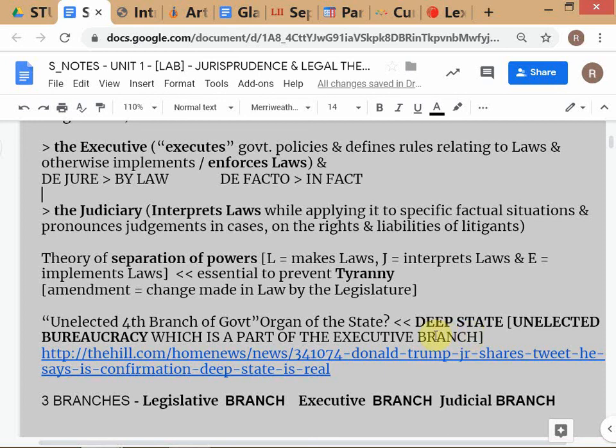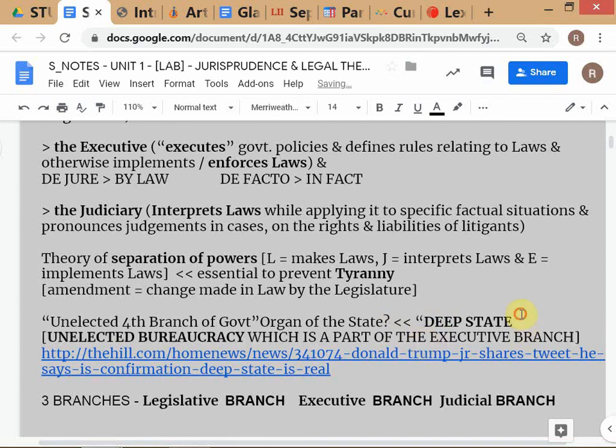Okay, so it's important to understand, based on what we have seen in the US recently, this has made it a topical thing to study. The executive branch has two types of people: those who come and go with elections, like Mr. Modi, Mr. Piyush Goyal and all these people, but also the unelected bureaucrats who don't come and go with elections. They are permanent. The term used to describe them is the deep state.